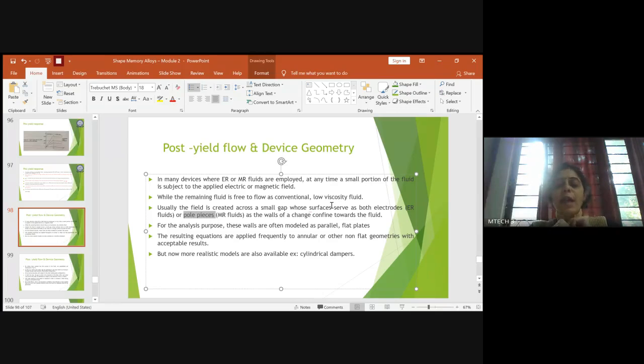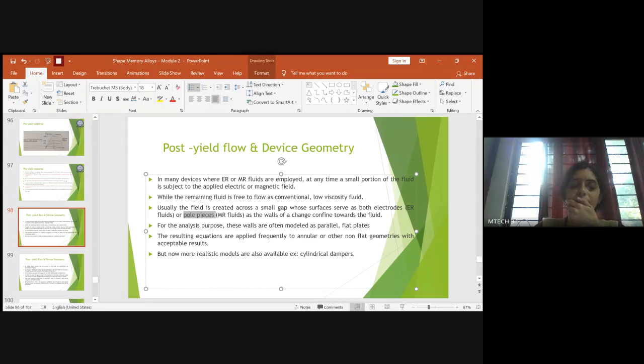This gap will act as an electrode or the pole pieces, and this behavior will vary with respect to how well the fluid is confined to the top surface of the plate. This is about how the fluid behaves like an electrode or pole pieces when subjected to the external field. But for analysis purposes, we have also assumed that the top plate and the bottom plate will be parallel and both surfaces will be flat. So these are the assumptions.